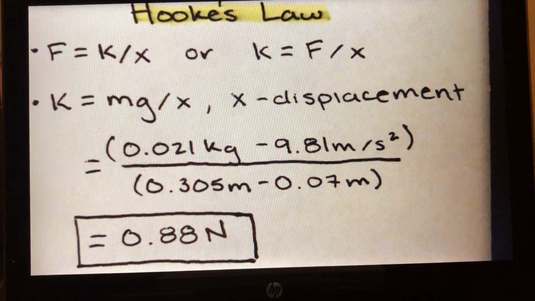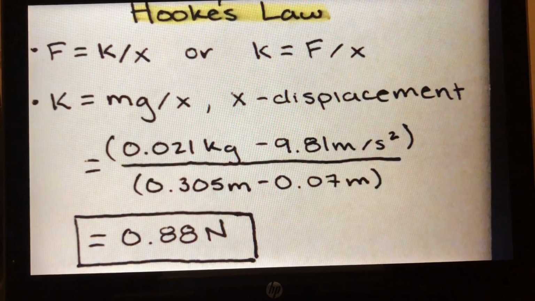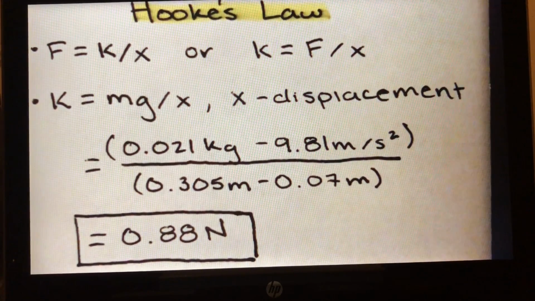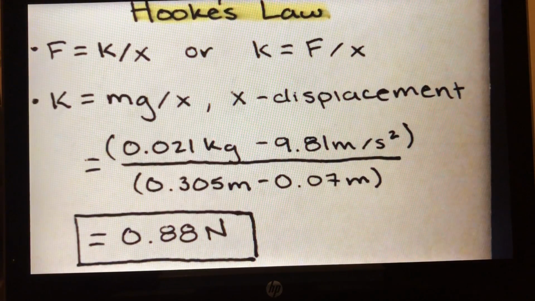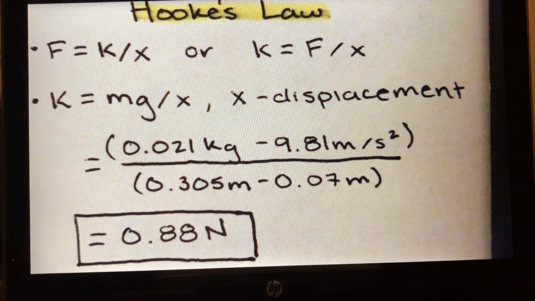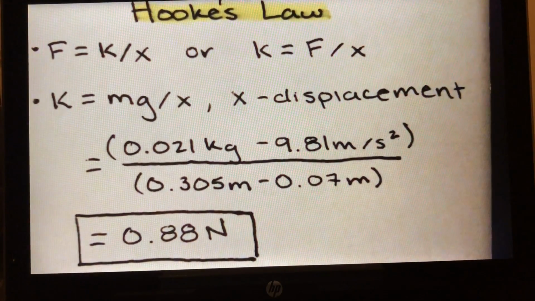But we can rearrange this equation to have the constant equal to the mass times the acceleration due to gravity divided by the displacement. Using these values, we find that the constant of elasticity is equal to 0.88 newtons.